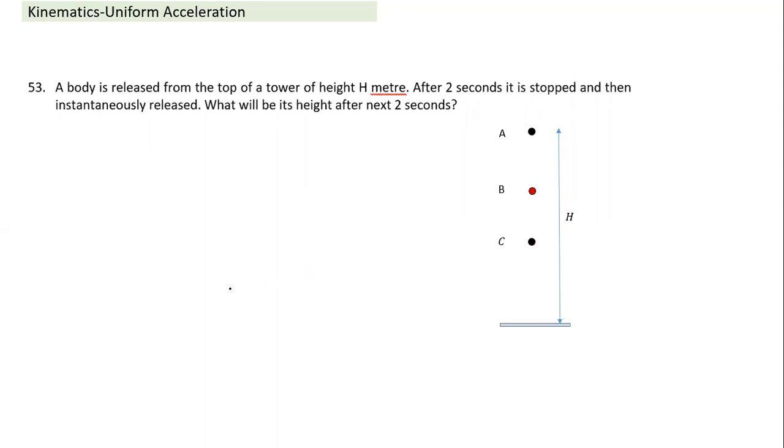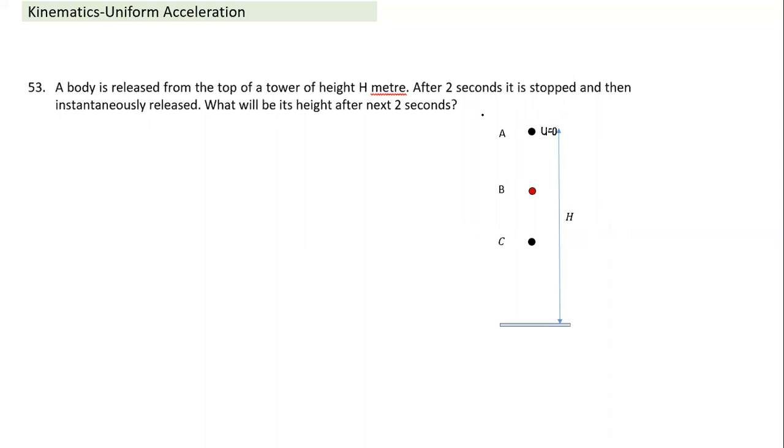Let's do some simple questions here. The body is released from the top of a tower of height h meters. The figure may not be given in the question; in all questions I have drawn the figure for your convenience and for speed, otherwise we'll end up taking too much time. Released from the top of the tower of height h. From here it is released. Release means that at this point the speed is 0.